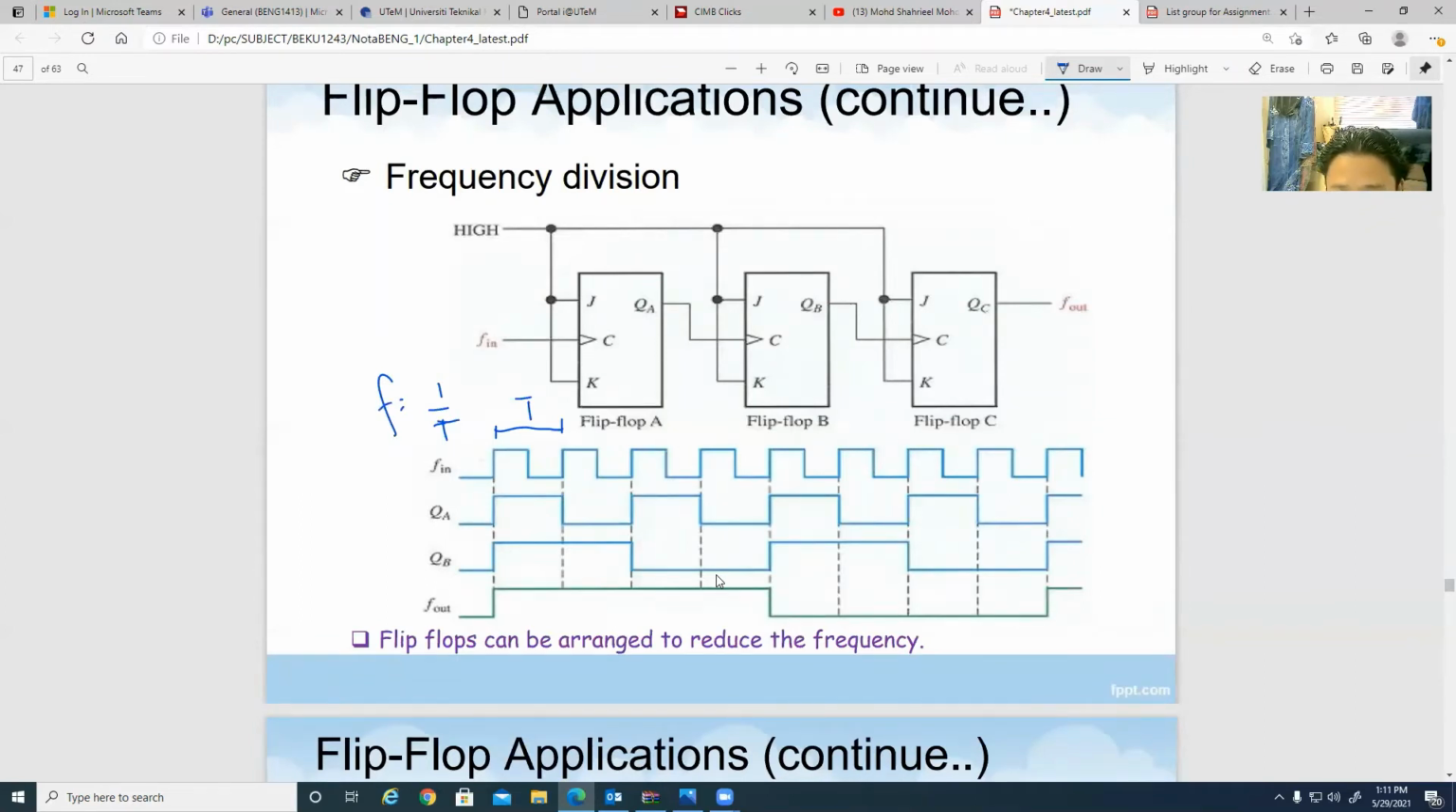And then you can see the input here, QA, and K will be the input here. So this one we call another T, so we get 1 over T. And then next for B, we get another period T. And then for the next, we have another period. Then we can calculate the frequency. That's why we call this frequency division. The period will increase, for example, from the frequency 1 over T, until we get the frequency out here.